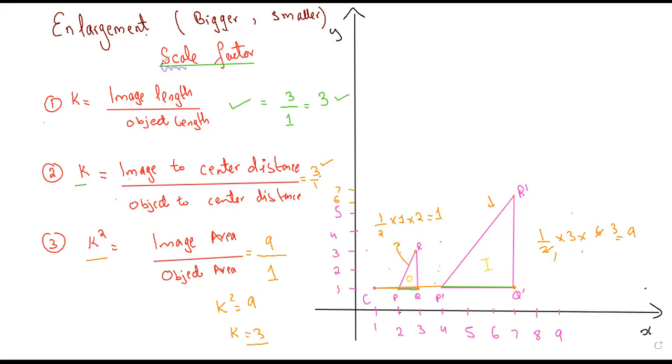This is the discussion about finding the scale factor. We have 3 methods. Either you can pick up any side, or you can find the distance of 2 corresponding points from C, so the distance from C to P and C to P dash, or the last thing is to find the area of the image and divide that by the area of the object, and that would give you k squared. Okay, so you have these 3 formulas. Using any one of these, you can find the scale factor.